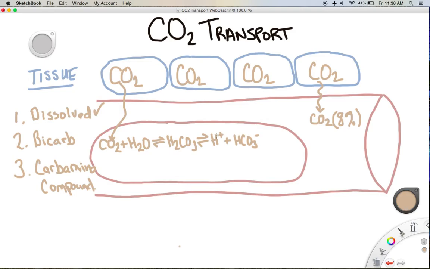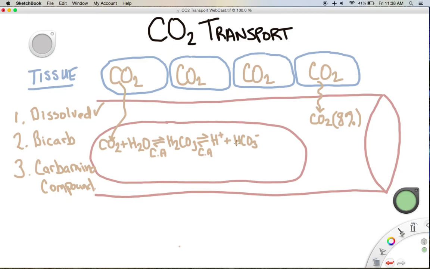Now, this is called our hydrolysis equation. And this happens within the red blood cell. And it actually happens very, very quickly because of the presence of something called carbonic anhydrase. This carbonic anhydrase is a catalyst, or it's an enzyme that helps speed this reaction up in either direction. Okay? And that speed is going to help produce a lot of bicarb. Let me grab a different color here. Grab green.